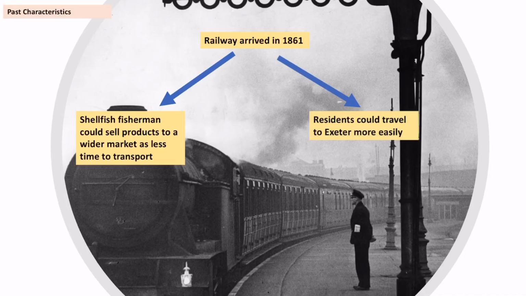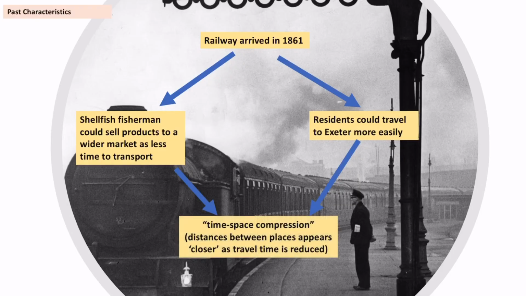These are both really good examples of a process we call time-space compression. It's where places don't actually get closer because the physical distance doesn't change, but because we can get there quicker, that distance between the places appears to be closer. So the relative distance of place becomes closer as the travel time is reduced. We had the same idea thinking about Australia hundreds of years ago, which would have felt like a really distant place because it would have taken 3 or 4 months to get there on a boat, but now we can travel there in 24 hours. So it feels closer due to this process called time-space compression.